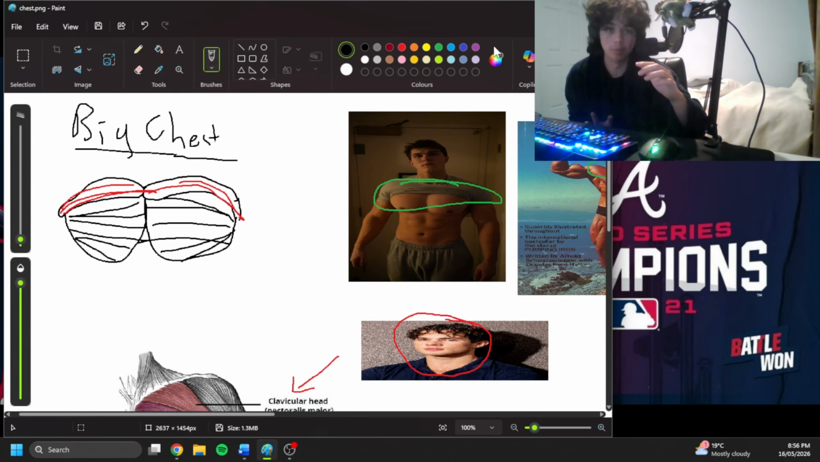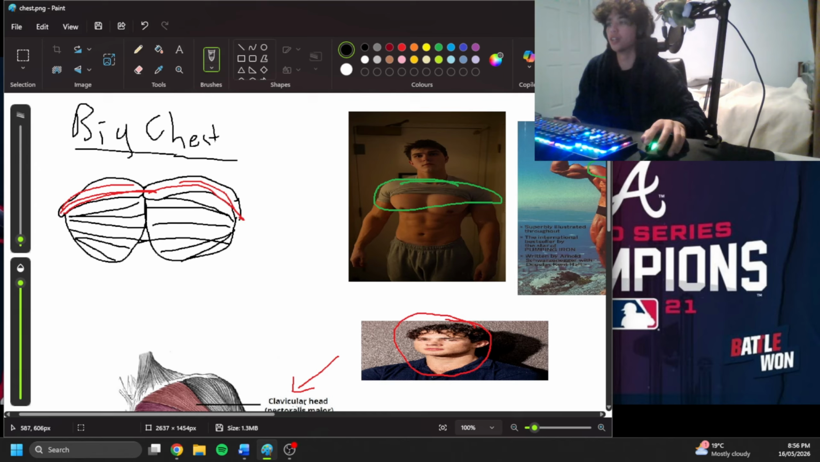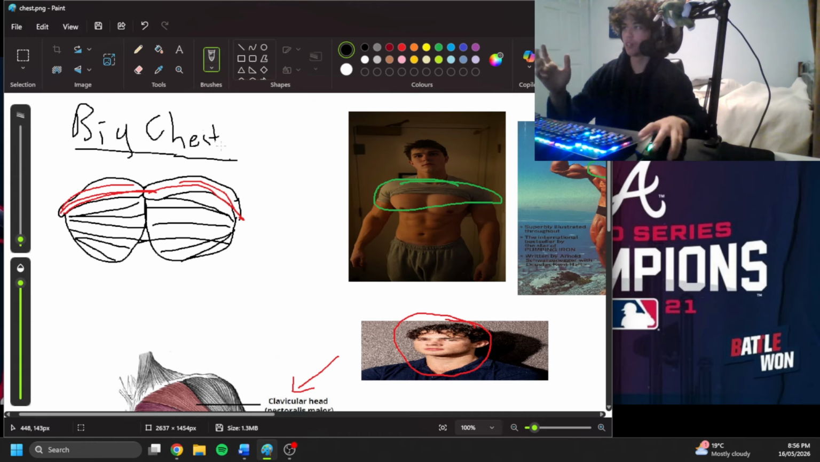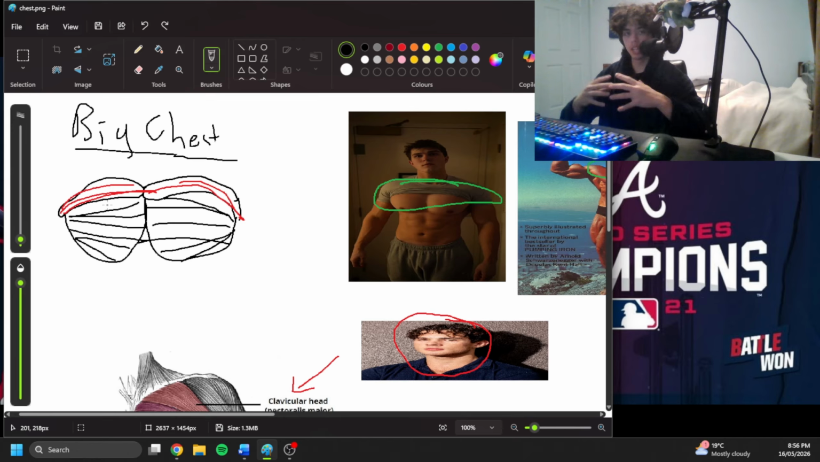I'm going to be talking about building a big chest. This is probably going to be a short video. Pretty easy video to understand right here. So first up we have my diagram of a chest. Here we have the upper head of the chest and the rest, which is the mid and lower, which is sometimes described as two separate heads, the middle and the lower, but they are essentially the same head.